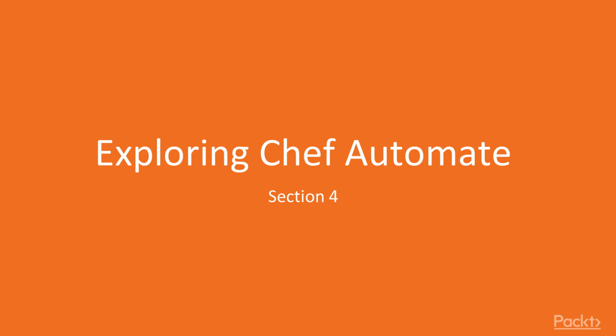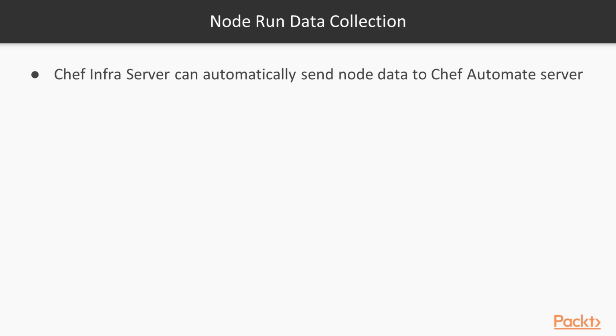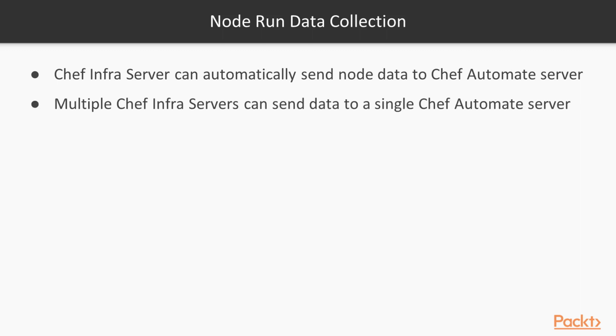Section 4. Exploring Chef Automate. In this video, we will learn how to set up data collector communication between Chef Automate server and Chef Infra server. Chef Infra server should automatically update the node data to Chef Automate server, and there would be several such Infra servers in our production environment which would be updating their node data to a single Automate server.